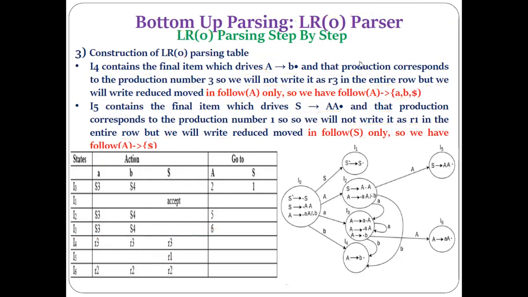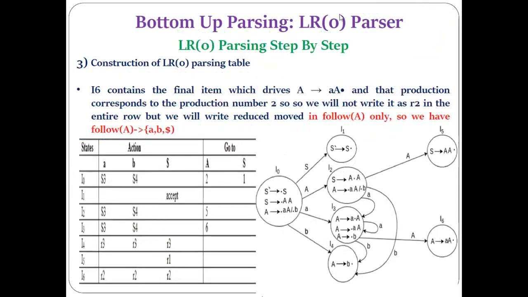Okay. Similarly for the next final state, that is I6. Now I6 contains the final item A derives AA dot, and this is production number 2. So we'll not write R2 in the entire row, but we'll write the reduce move in the follow of A. So follow of A is a, b and the dollar. So that is the reason below the a, below the b, and below the dollar in state number 6, you have to make the reduce entries. Okay. So in this way, you can see we are making the reduce entries in case of the SLR1 parser only in the follow of the left-hand side.